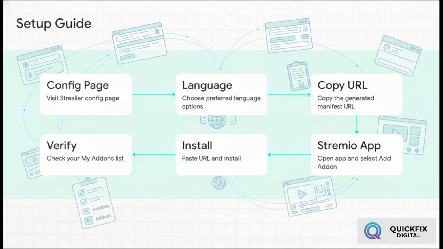First up, just visit the Streailer config page in your web browser. Second, take a quick second to choose your preferred language options. Third, copy that newly generated manifest URL right to your clipboard. Then open up your Stremio app, head over to the add-on section, and click Add Add-on. Paste your custom URL right in there, hit install, and finally, just double-check it's active in your My Add-ons list. Seriously, that is the whole shebang. Now your trailer option is going to be right there waiting for you every single time you click a poster.